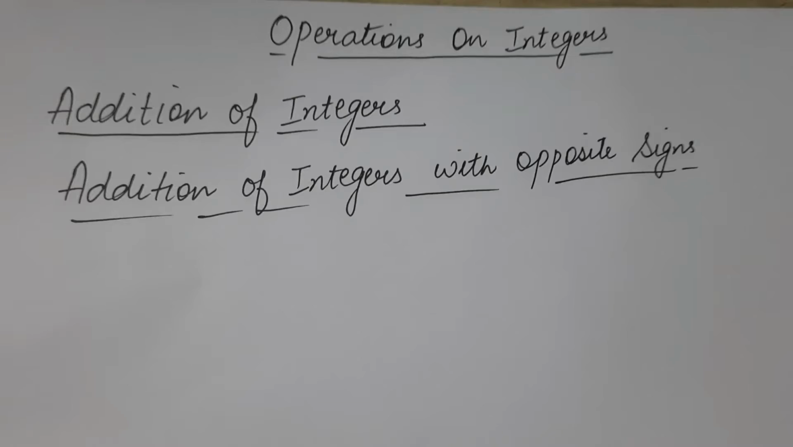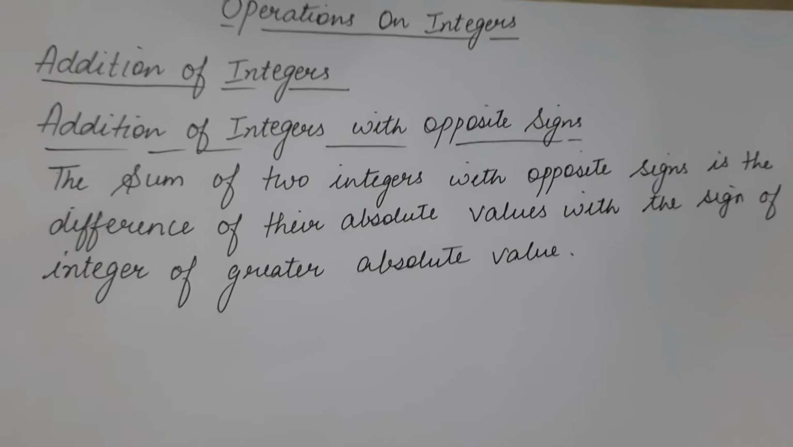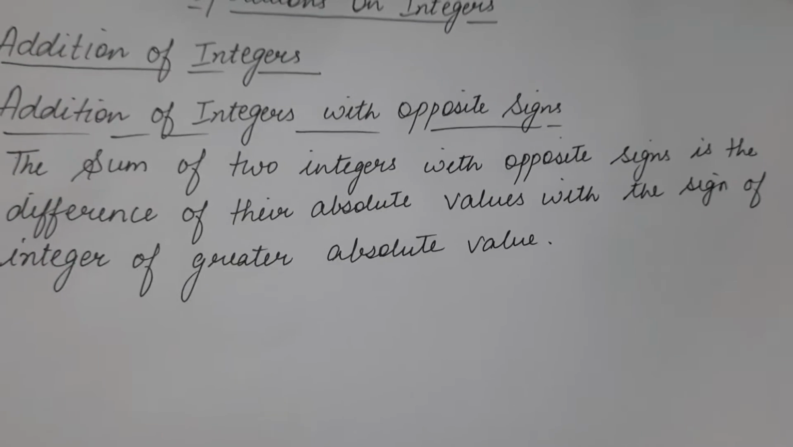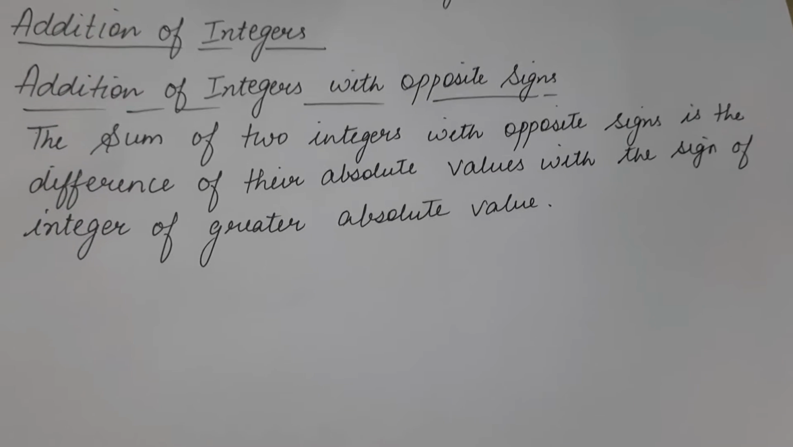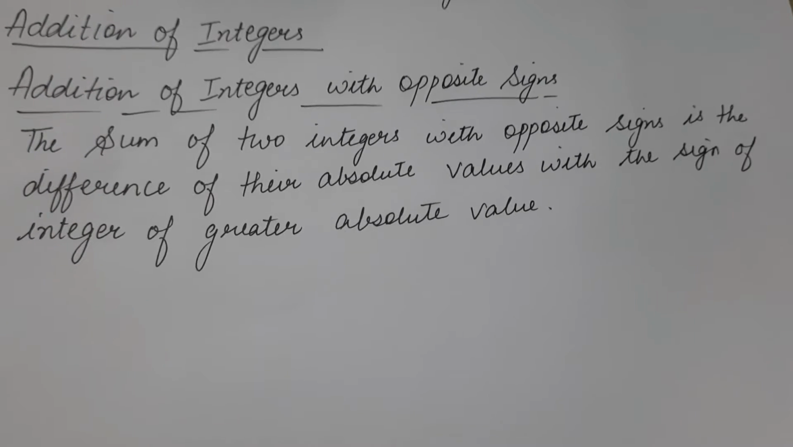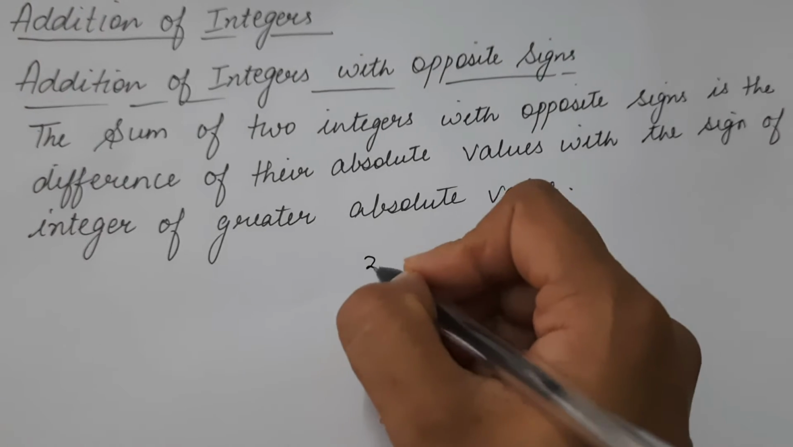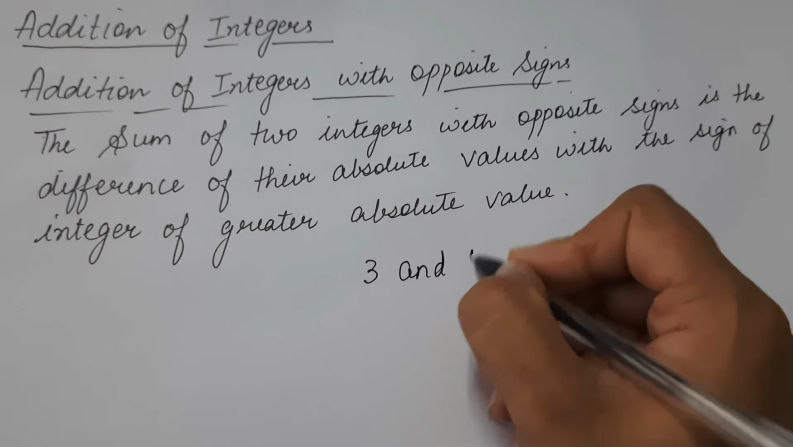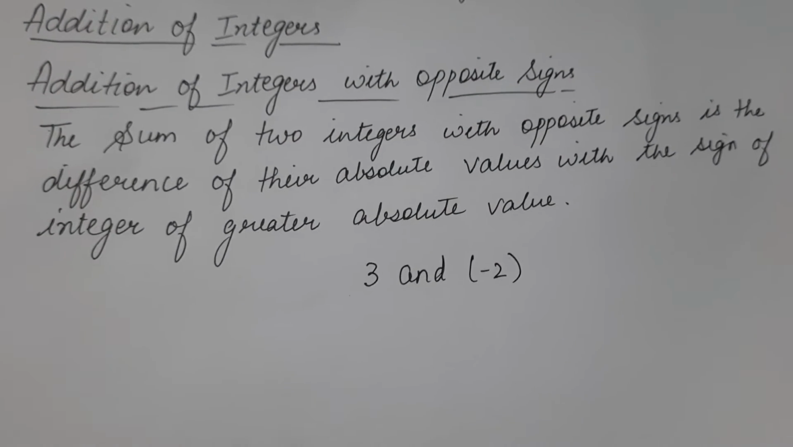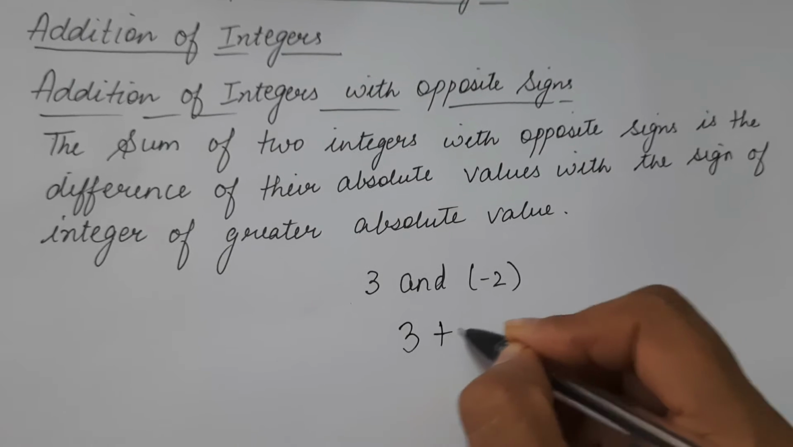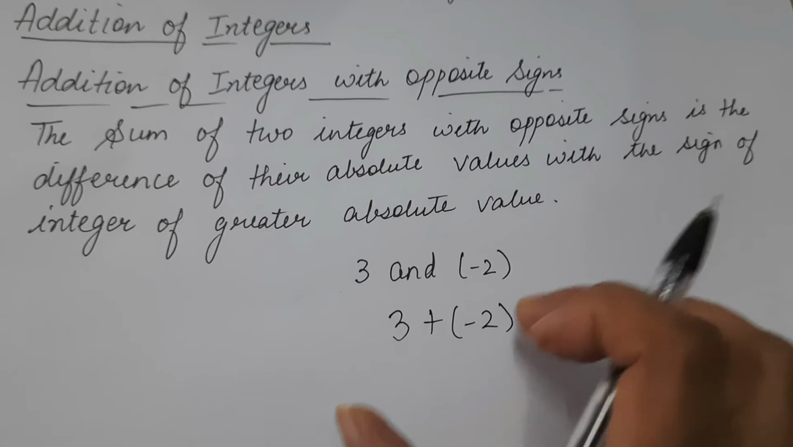Okay. Next comes addition of integers with opposite signs. See, the sum of two integers with opposite signs is the difference of their absolute values with the sign of integer of greater absolute value. I explain you with an example. Suppose we have to add 3 and minus 2. Okay, now you can see that both the integers have opposite signs. Okay, then what we do? If the integers have opposite signs, then we subtract their absolute values.